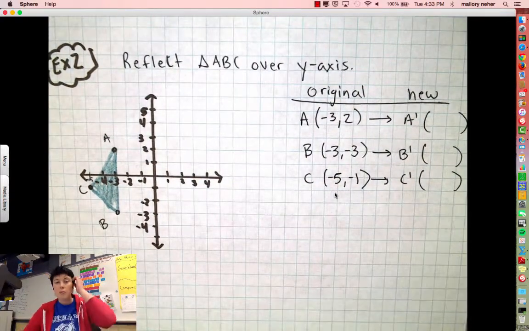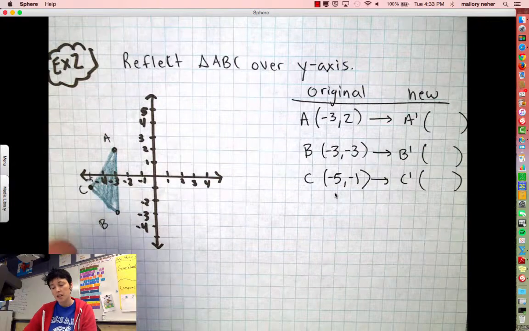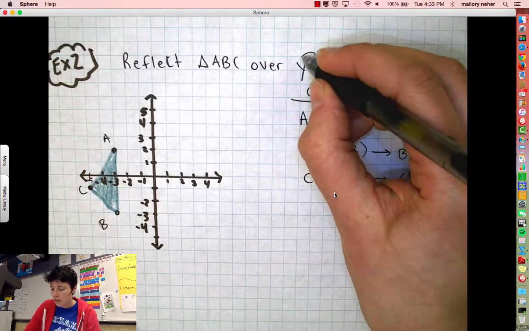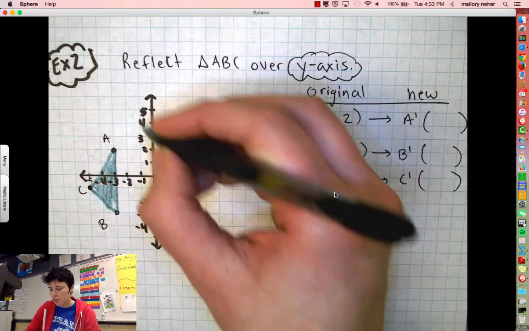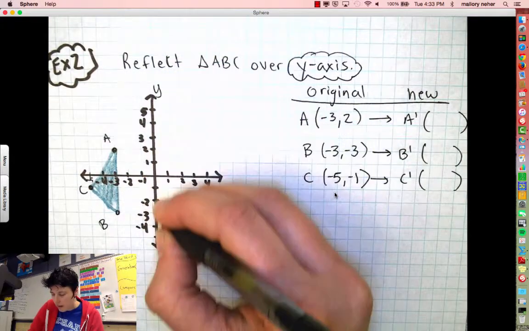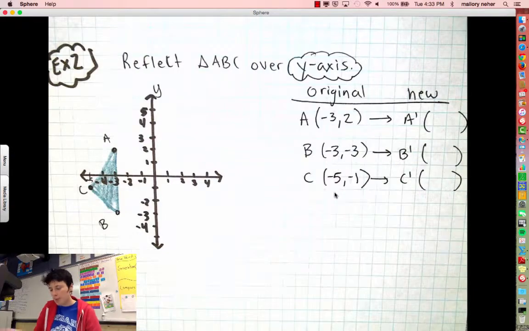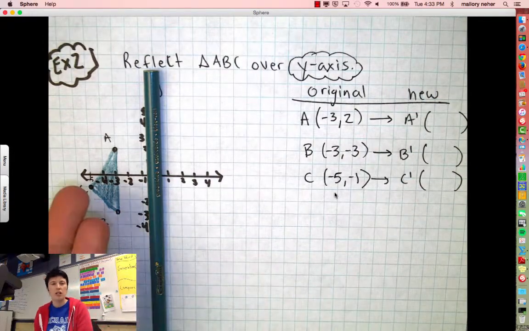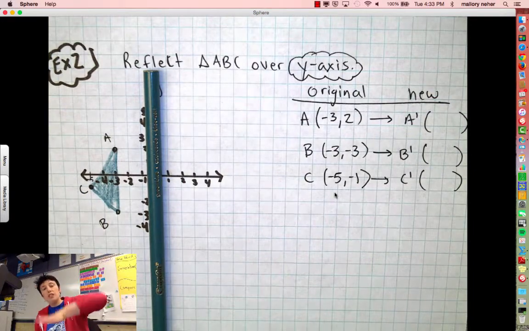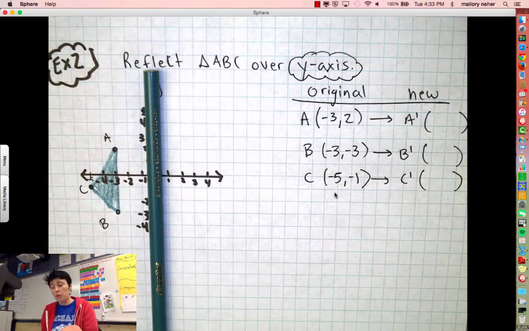So A prime, B prime, and C prime are going to come from taking this triangle and reflecting it over, what does it say, the y-axis. We're going to reflect it over the y-axis. So here's the y-axis. Is the axis going up and down? So if I want to put my pencil right there on the y-axis, now I got to imagine taking this triangle, flipping it over to the opposite side. So folding my paper. If you want, you can fold your paper in half to figure it out.